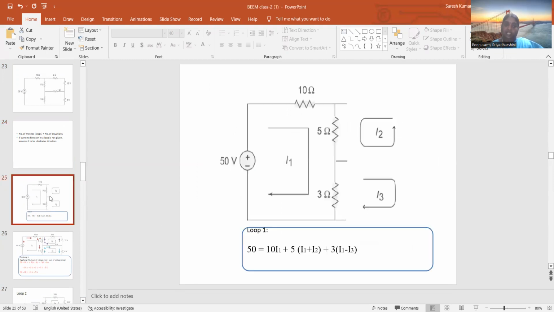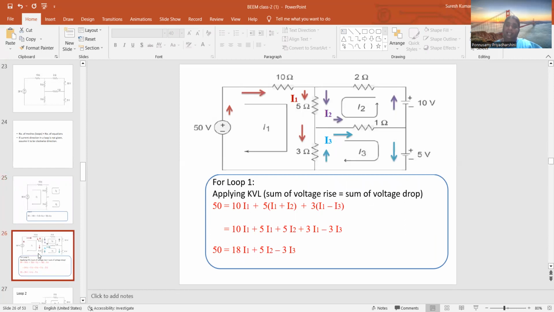First I consider the first loop, with the 50 volt source and the 10 ohm, 5 ohm and 3 ohm resistors. How many currents are flowing in this path? In this path it is I1, but the 5 ohm resistor is shared between I1 and I2, and the 3 ohm resistor is shared between I1 and I3. See the direction: if the directions are opposite, it is I1 minus I3, and here also the direction is opposite. For I1 and I2 in the same direction, it is I1 plus I2. So 50 is equal to 10 I1 plus 5 (I1 plus I2) and 3 (I1 minus I3).